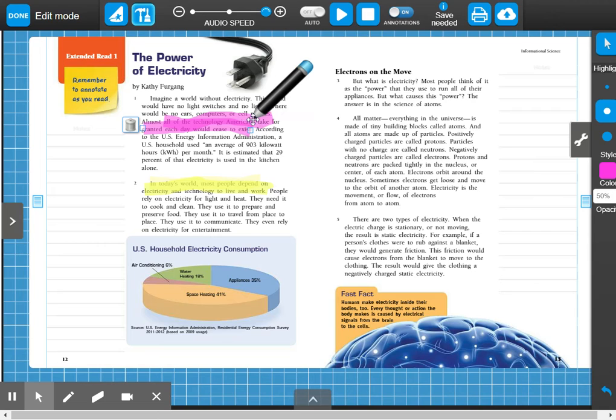And then, oh man, I am just having a hard time with this highlighter. That's okay.